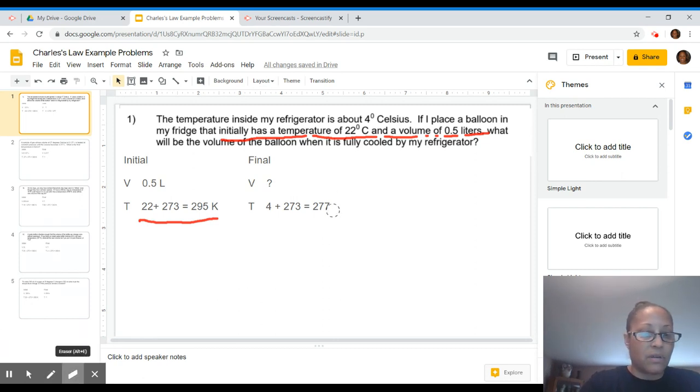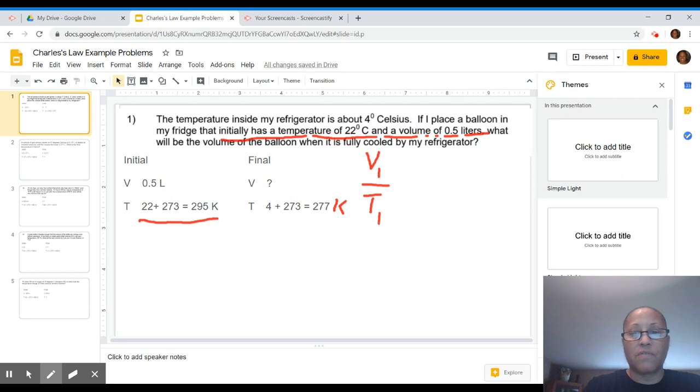Let's see if I can get that written correctly. All right, there you go. Then we're going to plug everything into this final equation that we're going to use for all our calculations. The initial volume over the initial temperature, set equal to the final volume over the final temperature.